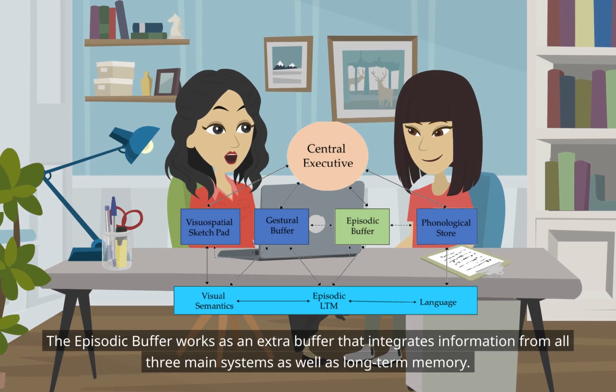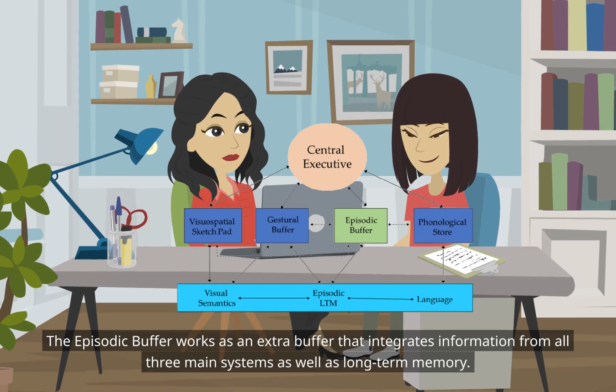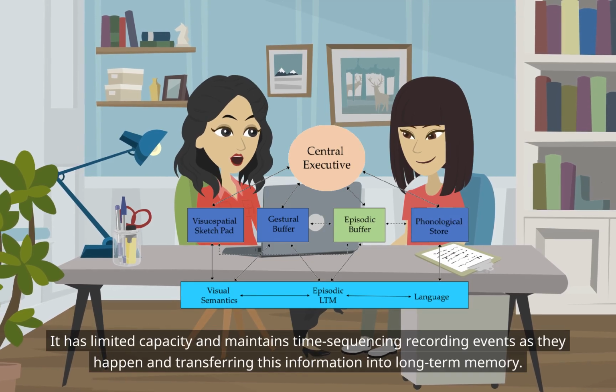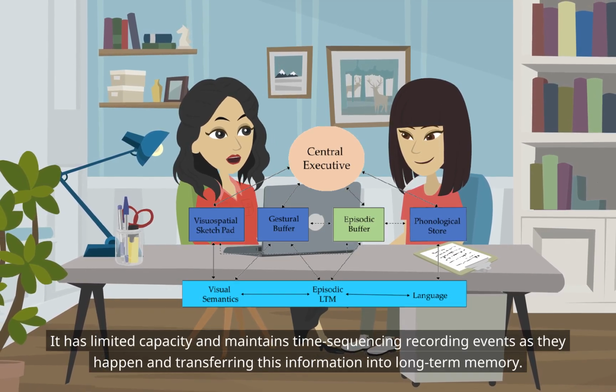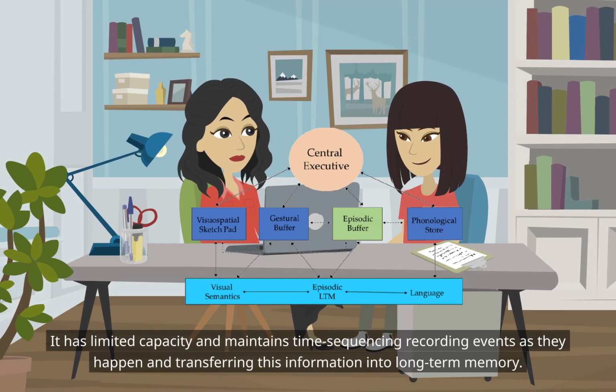The episodic buffer works as an extra buffer that integrates information from all 3 main systems as well as long-term memory. It has limited capacity and maintains time sequencing, recording events as they happen and transferring this information into long-term memory.